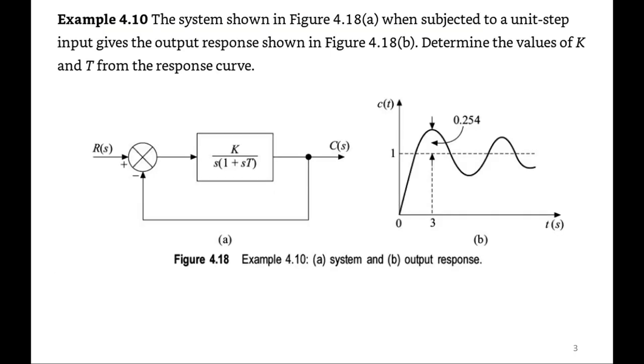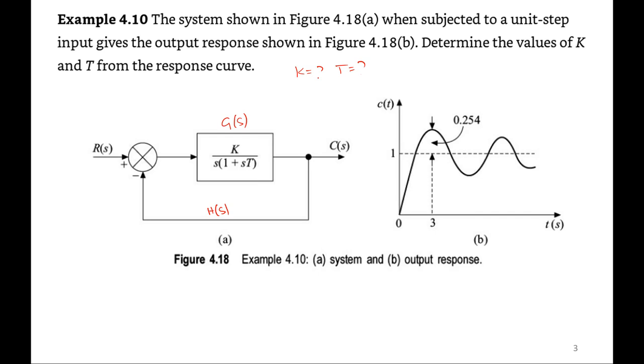Okay, we'll take up this numerical. The system shown in figure 4.18a, when subjected to a unit step input, gives the output response shown in figure 4.18b. Determine the values of K and T from the response curve. We have to find out the value of K and T, right? This is G of s, the forward path transfer function, and H of s, the feedback path transfer function, is 1 here. This is the given system, and this is the response of the system.